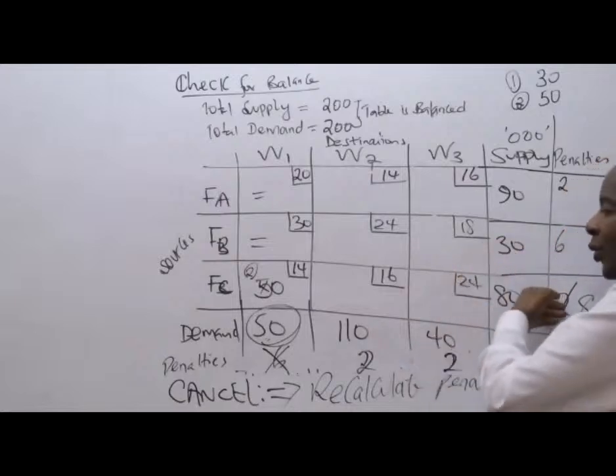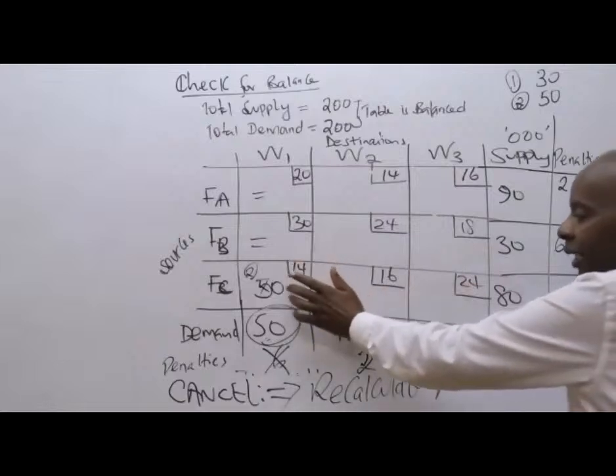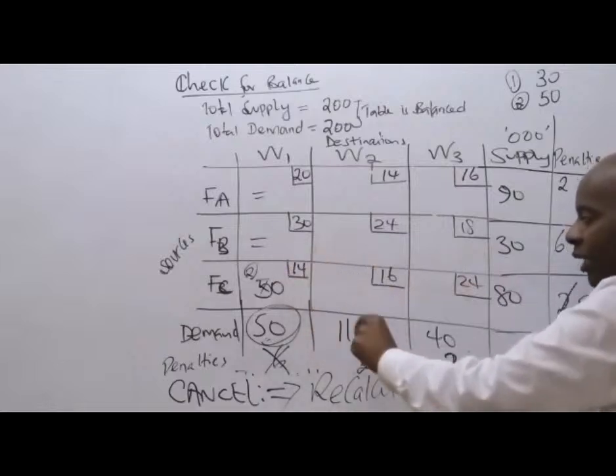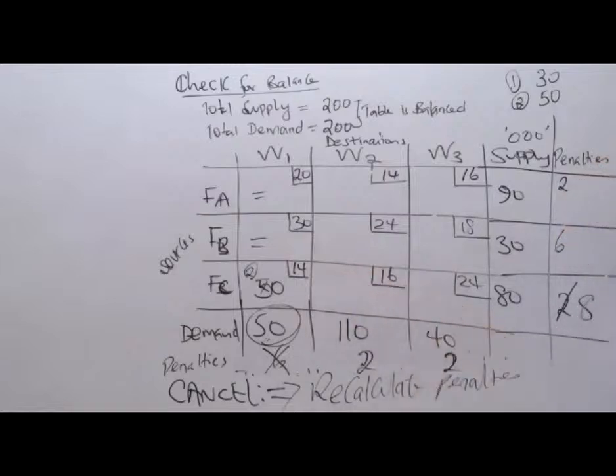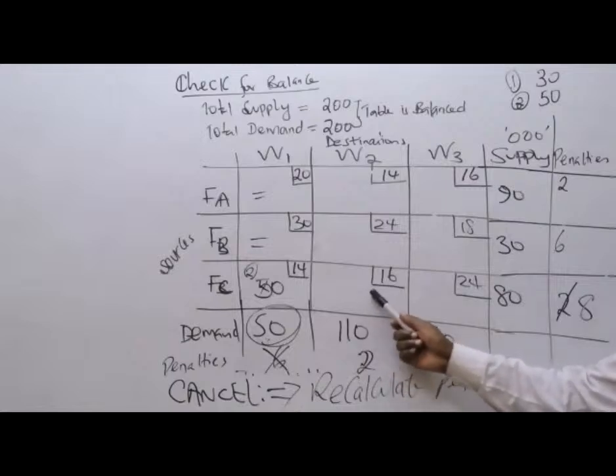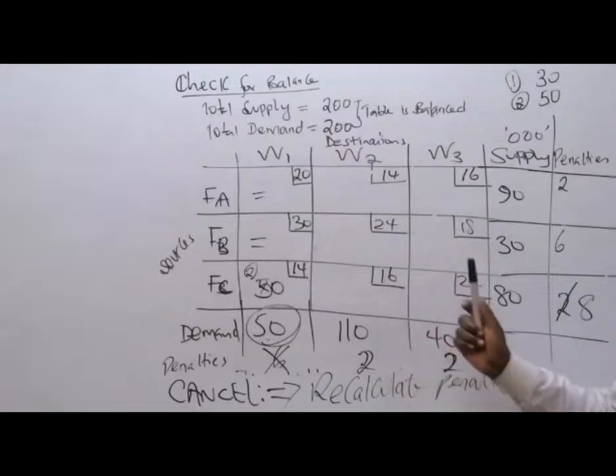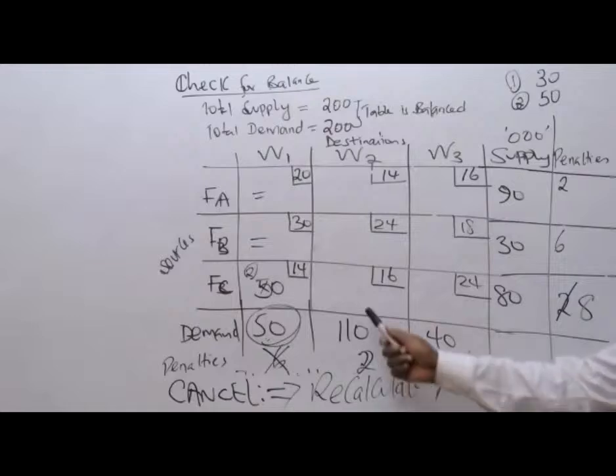So cost-wise, when I walk here, remember I can't make reference to this cell. This was taken a long time ago. So the best cell cost-wise is this one here that has got what here? 16. Can somebody tell me how many units do you think this particular cell will take up?